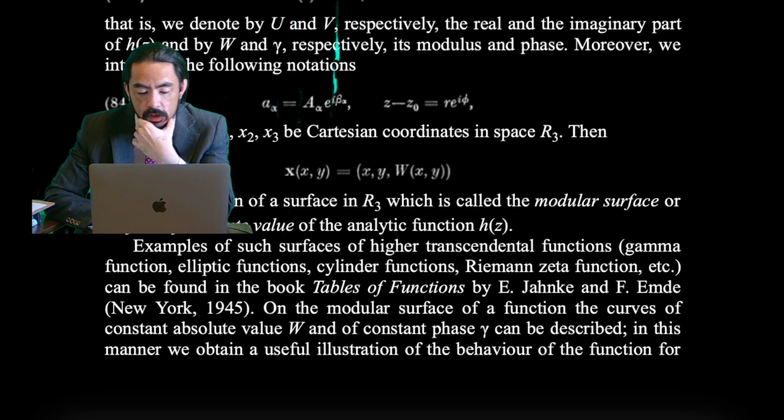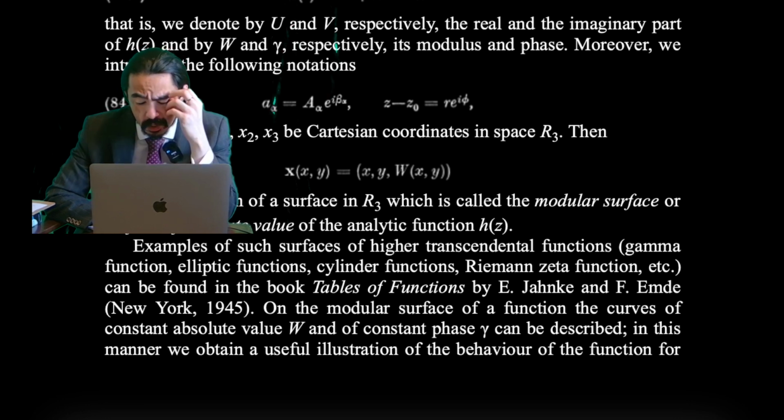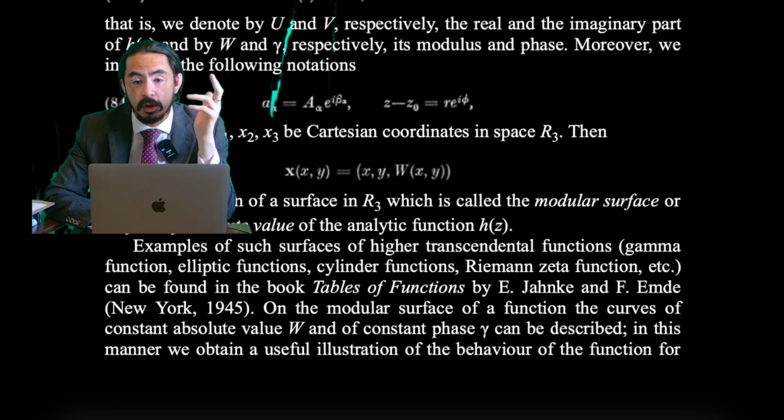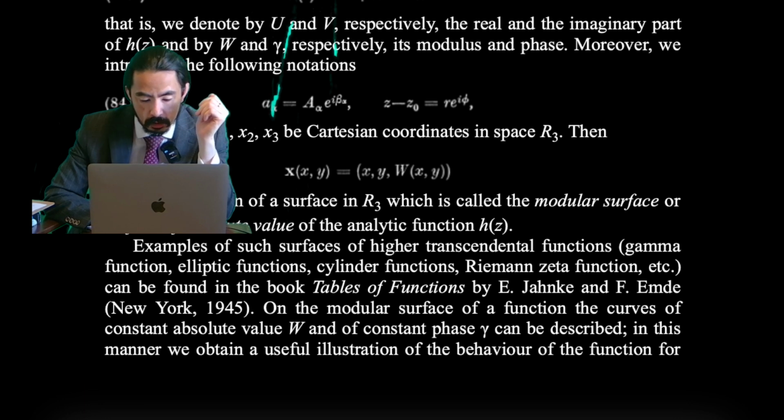So examples of such surfaces of higher transcendental functions, gamma function, elliptic functions, cylinder functions, Riemann zeta function, etc. can be found in the book of tables of functions by Jahnke and Emde. That's interesting, it really dates this book, because once there are computers, books like that just don't exist. But that was a thing that working mathematicians would spend their time putting together, like tables of logarithms and stuff, and be like, that's my work for the last grant period, you know what I mean?